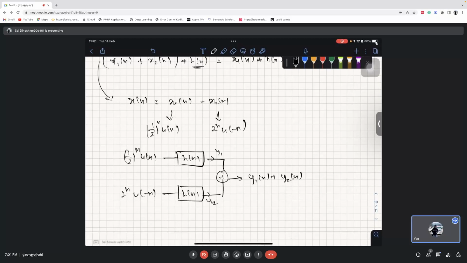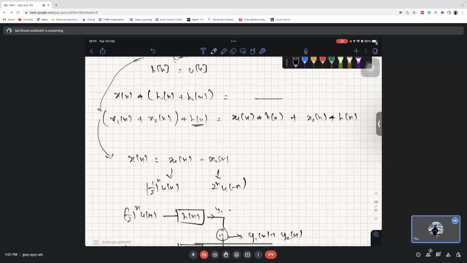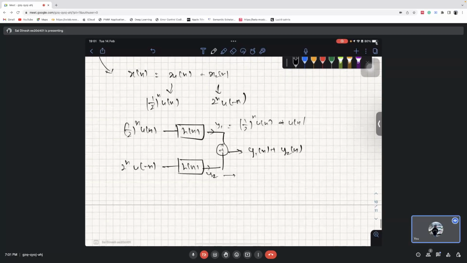So I think we can solve this. We have the impulse response as well, h of n, so we just have to do the convolution of (1/2)^n u of n convolved with u of n, and this is 2^n u of minus n convolved with u of n. So then again we get the same output.